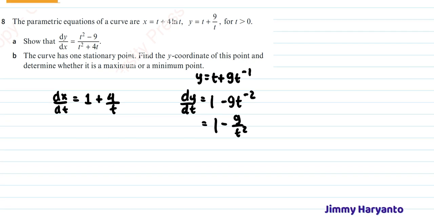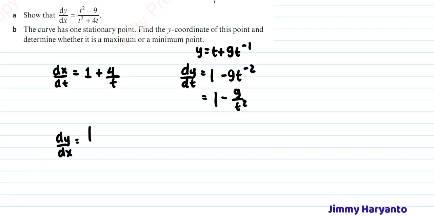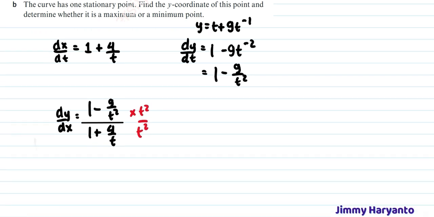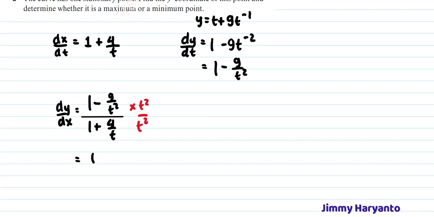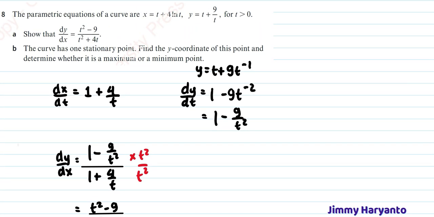And then we have to find dy over dx equals 1 minus dy first, like this, over dx. Okay, and then as usual we will multiply them all by t squared to eliminate the small fractions. So this one is t squared minus 9 over, this one is t squared plus 4t. I think we already got it.